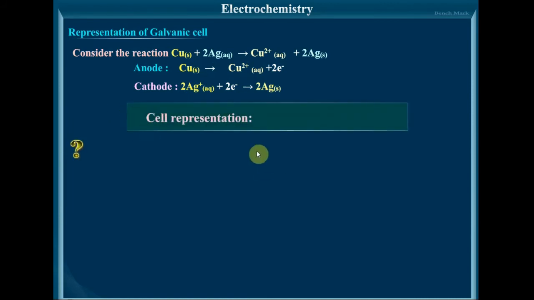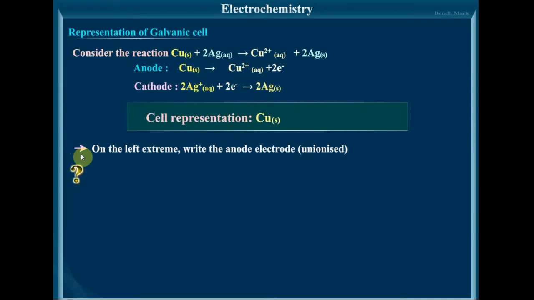The cell representation we also learned last year. Always, the left side is easy to remember as LOAN. L for left, O for oxidation: on the left side, oxidation takes place, and that is the anode, A, and N for the negative terminal. The anode constitutes the negative terminal. So on the left side we always write the anode. This is how we represent the galvanic cell.